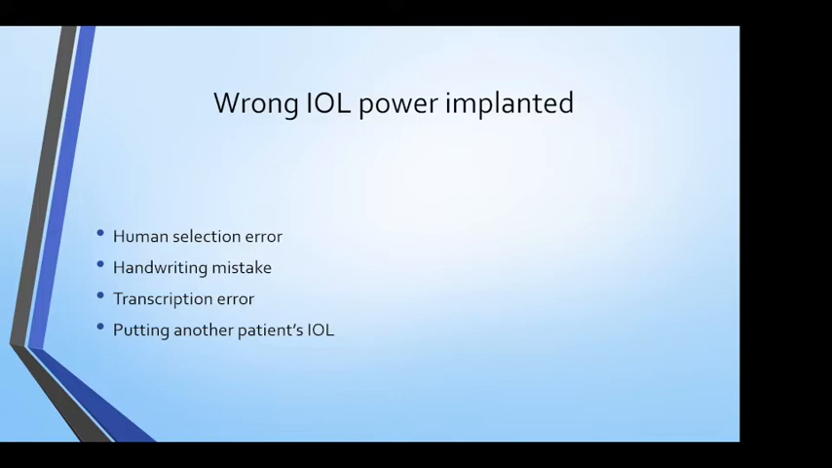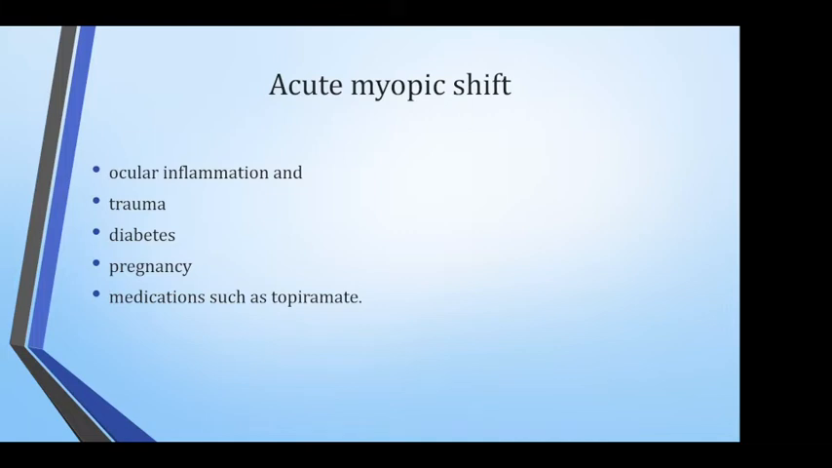So all these things can happen, and it will happen to every one of us, regardless of how careful we are. There's also something called acute myopic shift: ocular inflammation, trauma, diabetes, pregnancy, medication like Topamax. All these can lead to acute myopic shift.